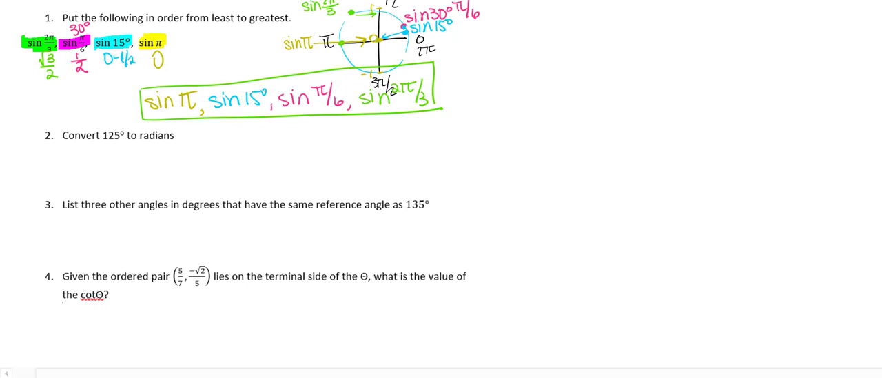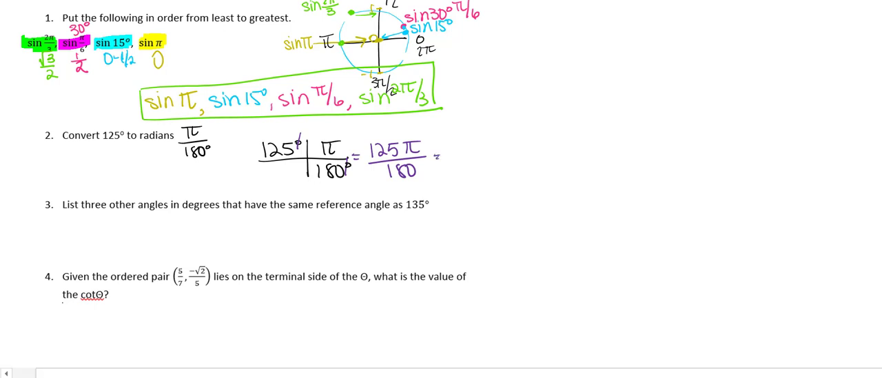Convert 125 degrees to radians. Remember that I want to go to radians, so I'm going to be using pi over 180 degrees. So I'm going to say 125 degrees, and I want those degrees to cancel out. Working through here, degrees cancel. I'm left with 125 pi over 180, and I'm going to simplify this by dividing both of those by 5, because I know very clearly that both of these are divisible by 5.